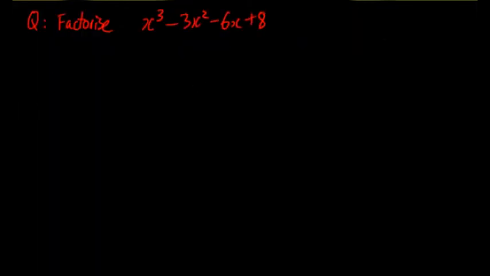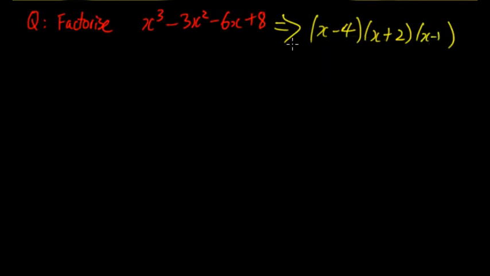So how is this actually useful? Well, we've got a question: factorize x^3 - 3x^2 - 6x + 8. Then we can use the factor theorem to help us factorize this. Now, it's very hard to initially see that this is equal to (x - 4)(x + 2)(x - 1). So we can't just automatically see that sort of answer.